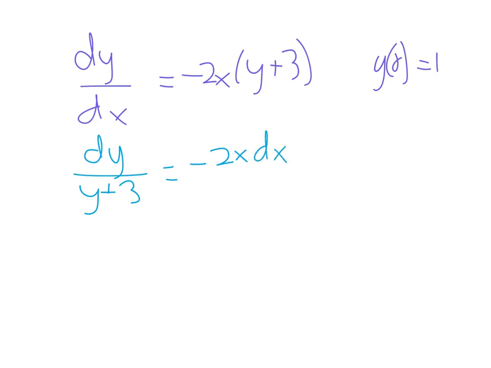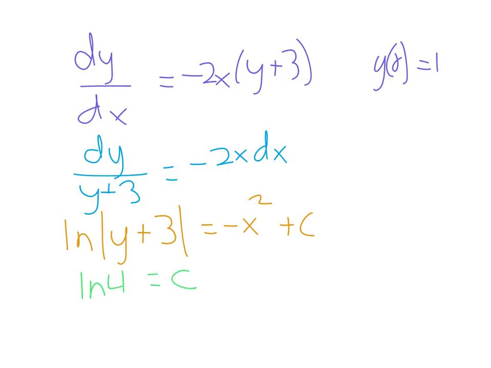I always like to leave constants like the negative 2, that sort of thing, with the x, because I find it just makes my life easier. On the left side, you should recognize that as 1 over y plus 3, which is the natural log. And then negative 2x, that's negative x squared. Don't forget plus c. As I have been doing, I'm going to go ahead and find out what that c is right now. Y is 1, so that's going to be the natural log of 4. X is 0, so c is the natural log of 4. So that gives me the natural log of y plus 3 equals negative x squared plus the natural log of 4.